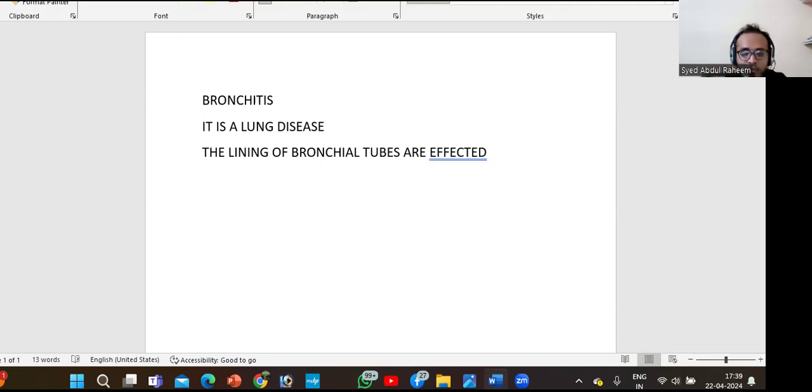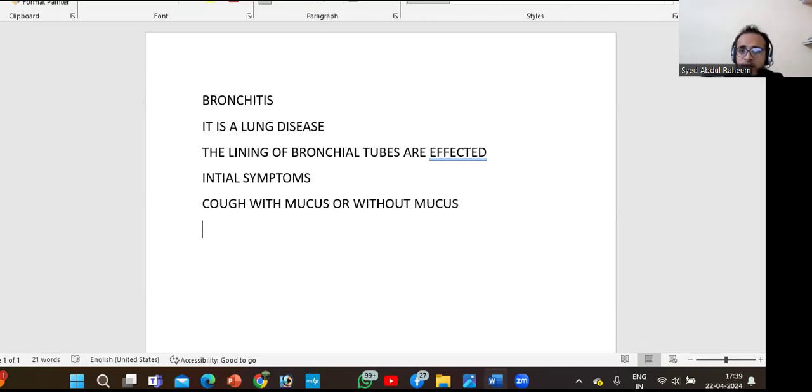So basically, what are the initial symptoms? A cough with mucus or without mucus. This is one of the main symptoms. And sometimes shortness of breath. The mucus may be yellow in color or white color. Not white, milky white.